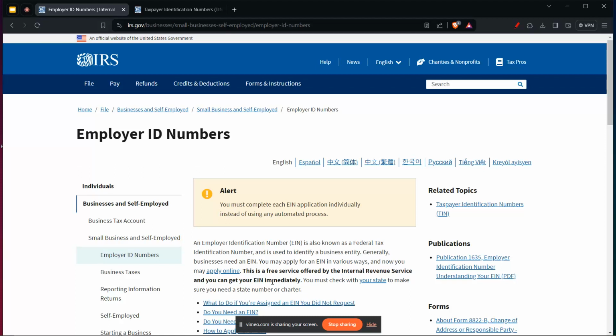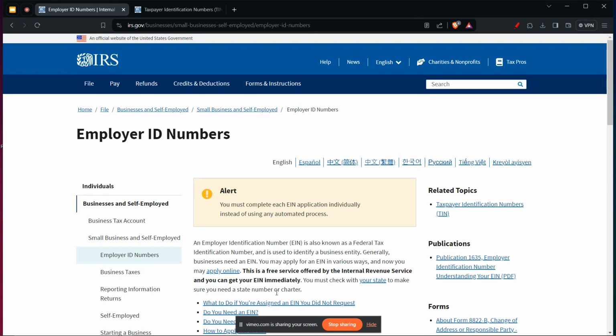In this tutorial, I'll be guiding you guys on how to apply for a federal tax ID number. So let's get started. The type of federal tax ID number you need depends on your situation. Now here are the two most common types and how to apply for them. The first one is the employer identification number.